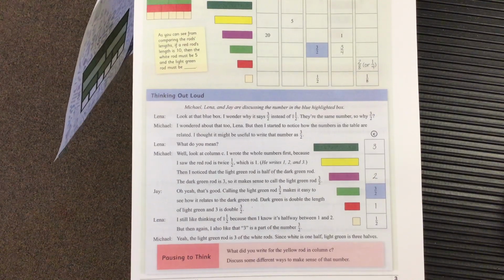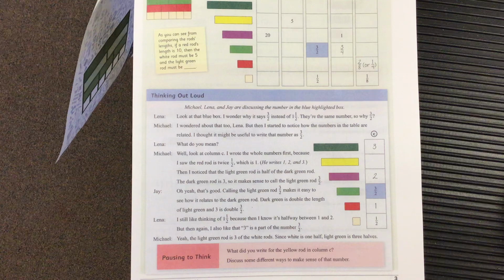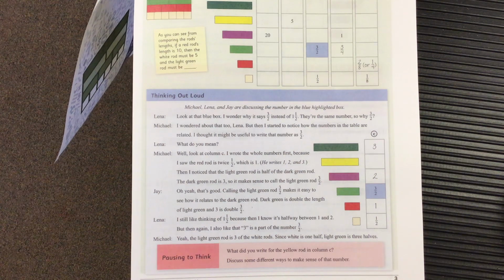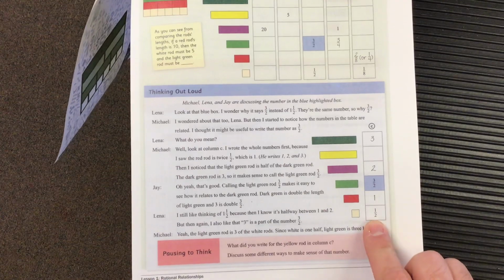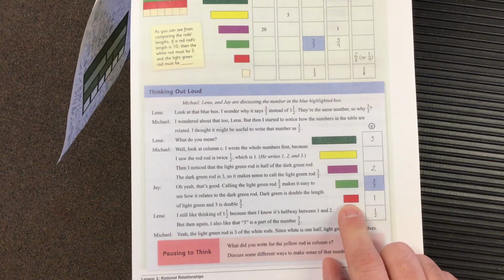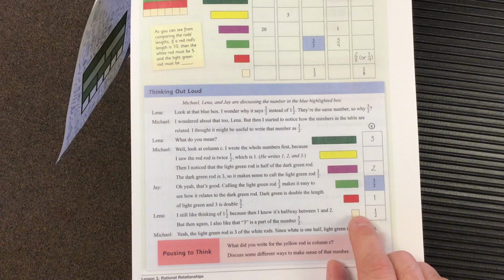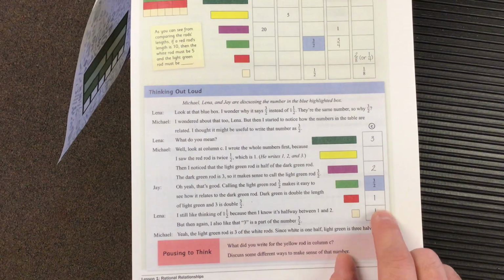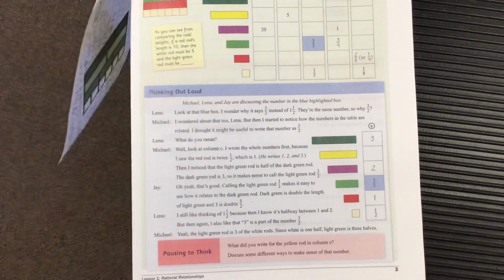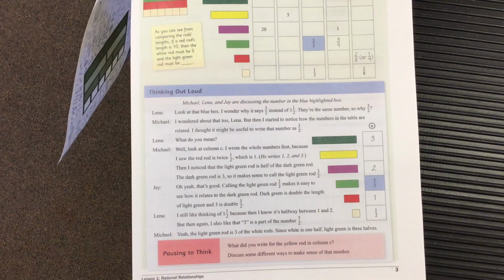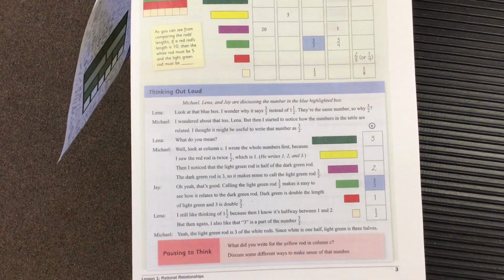He says, look at column C. I wrote the whole numbers first because I saw the red bar is twice 1/2, which is 1. So he's filling it out right here. The red bar is 2 of these. So he went 1/2, 1, 3 over 2, 2. Yeah, that's good. Calling the light green rod 3 over 2 makes it easy to see how they are related.